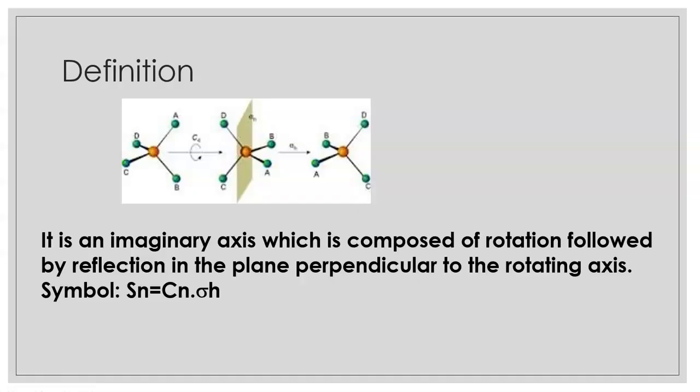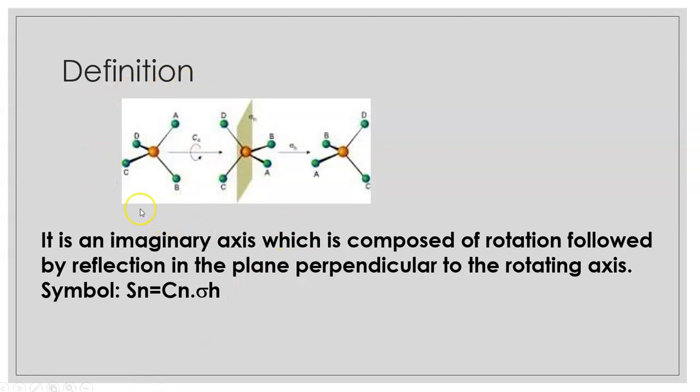It is an imaginary axis which is composed of rotation followed by reflection in the plane perpendicular to the rotating axis. So once again, I think you can follow along with me. It is an imaginary axis which is composed of rotation followed by reflection in the plane perpendicular to the rotating axis. The above figure will explain you better.